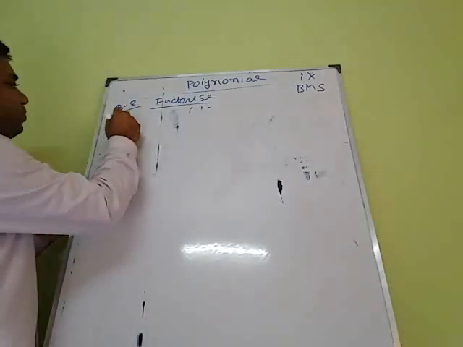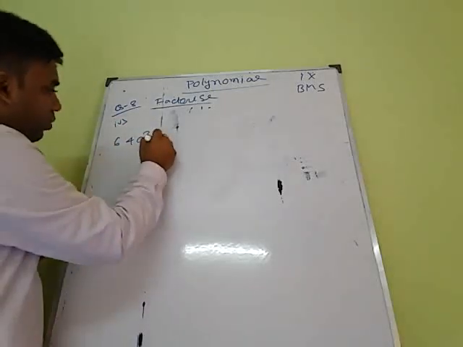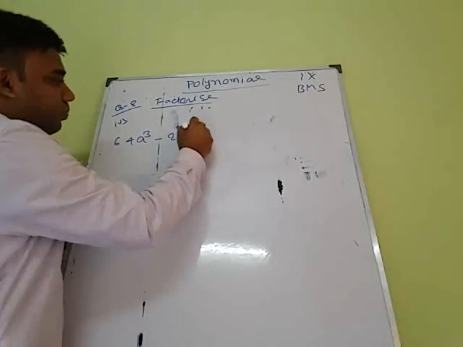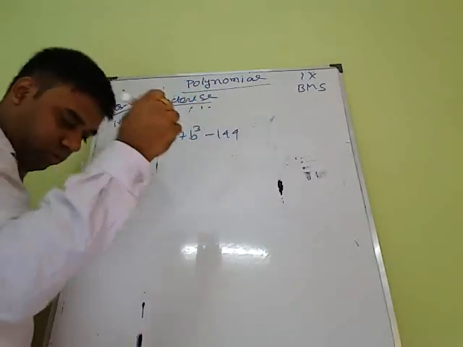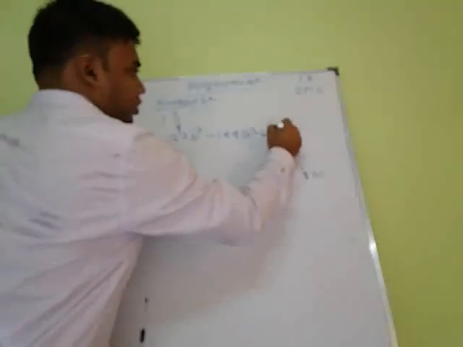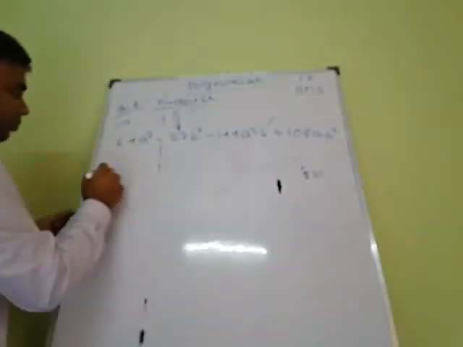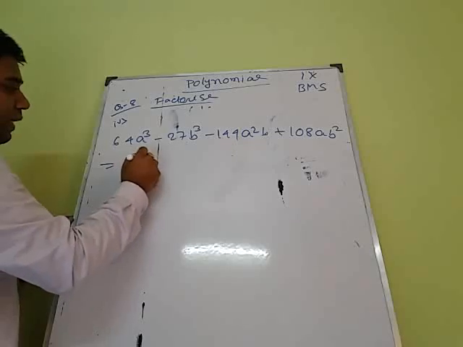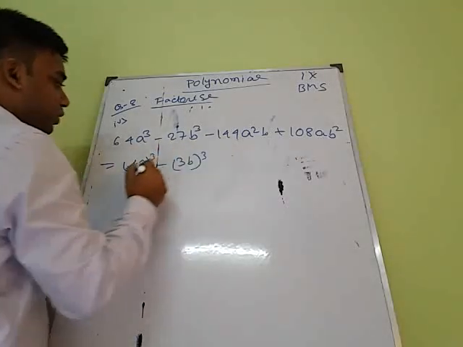64a cube minus 27b cube minus 144a square b plus 108ab square. So (4a) whole cube minus (3b) whole cube.